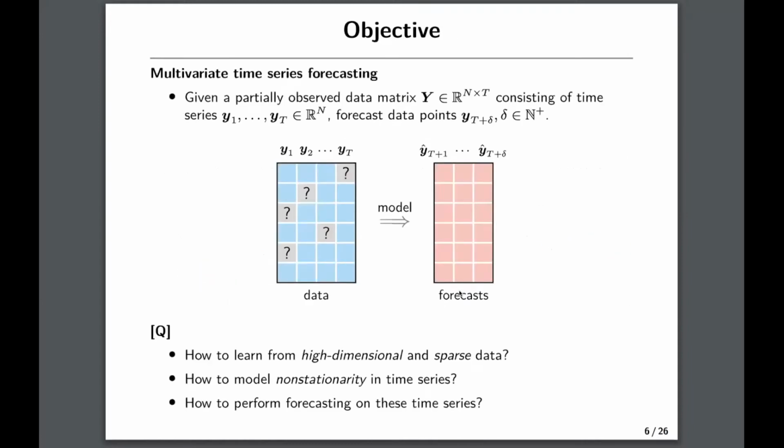The objective of this research can be summarized as multivariate time series forecasting, but this is a little different from the classical problem. Given a partially observed data matrix Y with n rows and T columns consisting of time series y_1 to y_T, we can see this graphical illustration. There are many missing values, and for each time snapshot, we can build a machine learning model to make forecasts for future data points like y_{T+1}, y_{T+delta}, where delta is the forecasting time horizon.